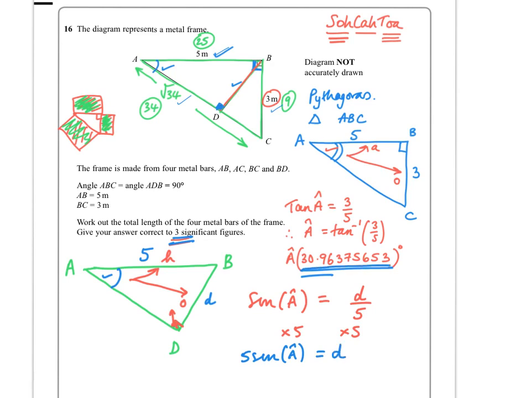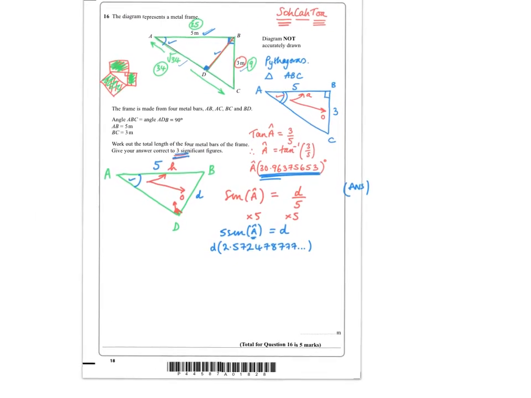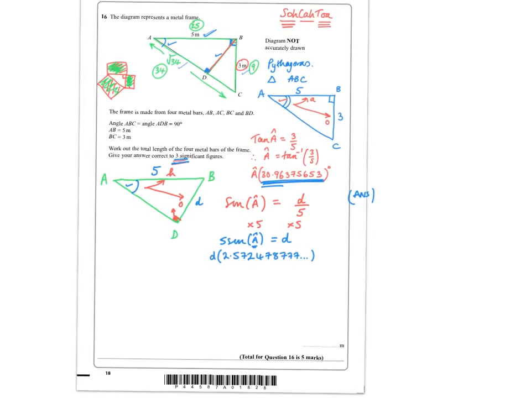So I'm now going to put all of this in here. Some of you may use the ANS button on your calculator because it's the last thing that's already stored. So I will have 5 sine ANS, and I get D as 2.572478777, and that's brilliant because now I'm ready to sum all the lengths up and find the total.